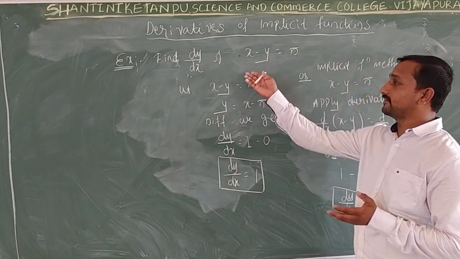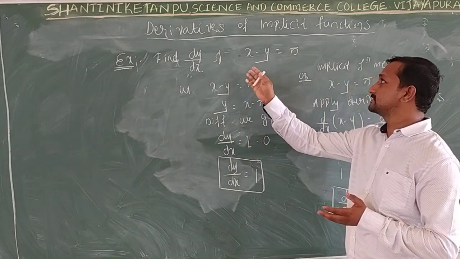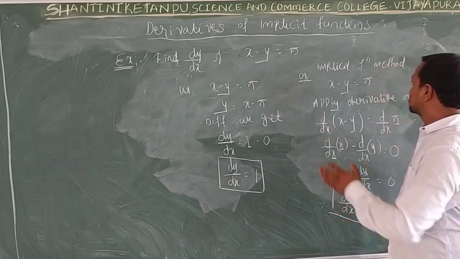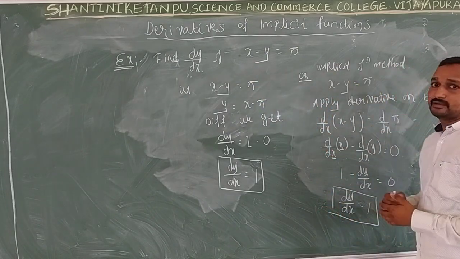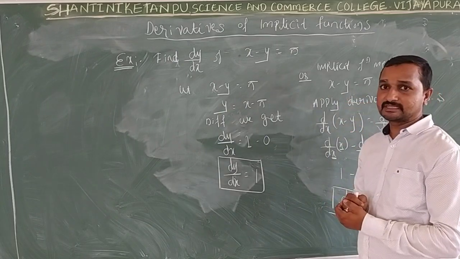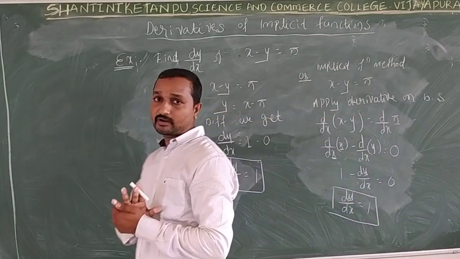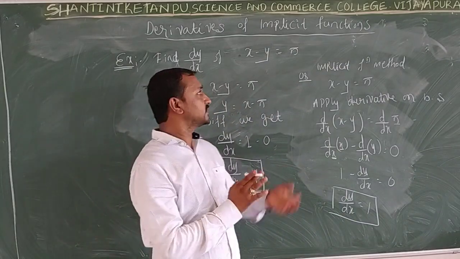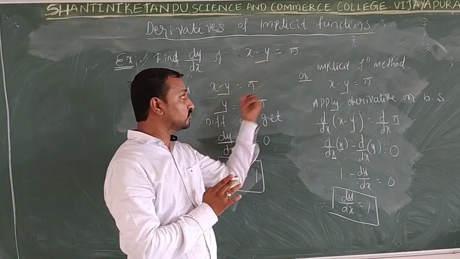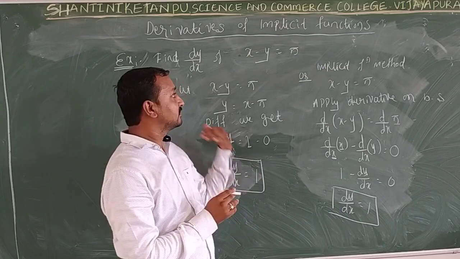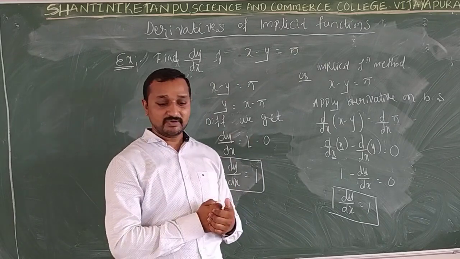So this is our very easy method. This is the explicit method, and this is the implicit method, solving by the implicit method. Is that clear? But every example cannot be solved by both the explicit and implicit method. This is a very easy relation, that's why we solved it by both methods. Then next we can take another example.